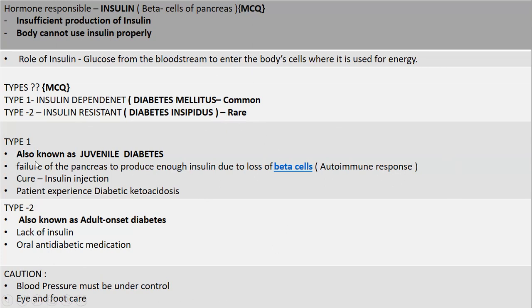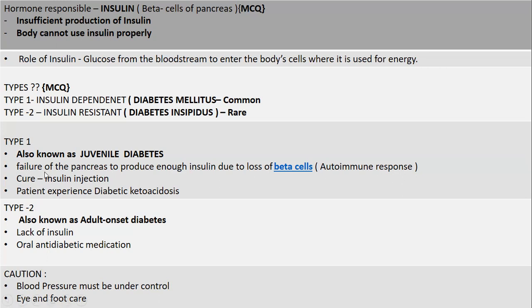Now, in this table we are seeing just a superficial part of diabetes and not the deep details. First, type 1: the important thing we need to remember is that it is also known as juvenile diabetes. Why is it known as juvenile diabetes? Because it starts in our early age and not in the older. It might occur in older age, but it starts in the early age.